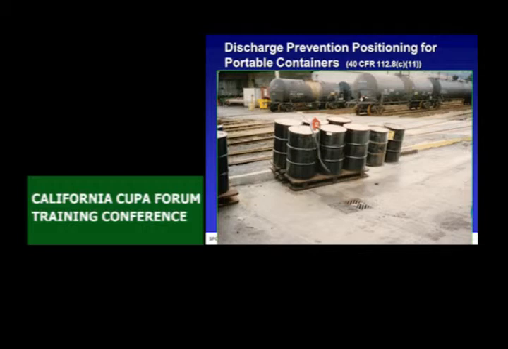All right, discharge prevention positioning, right? 112.8(c)(11). In addition to the size containment for portable containers, they have to be positioned to avoid discharge to navigable waters. There is no criteria for that. All I know is don't put them over the storm drain. Put them some distance away. Even if this had containment, that's not where you should put them.